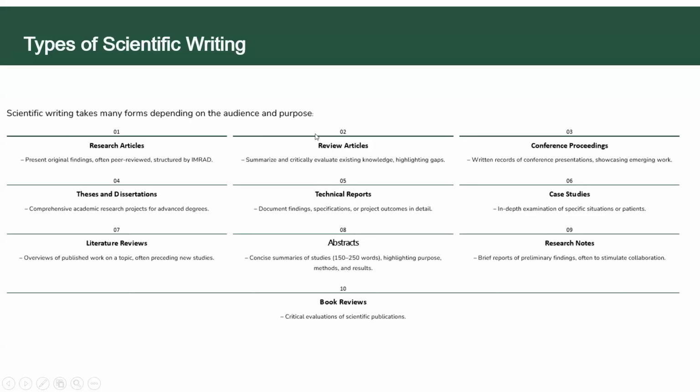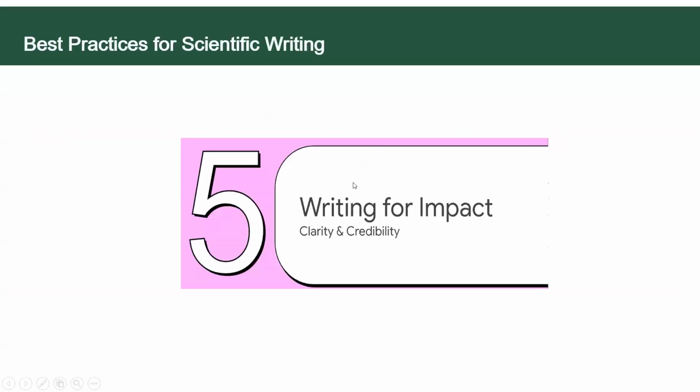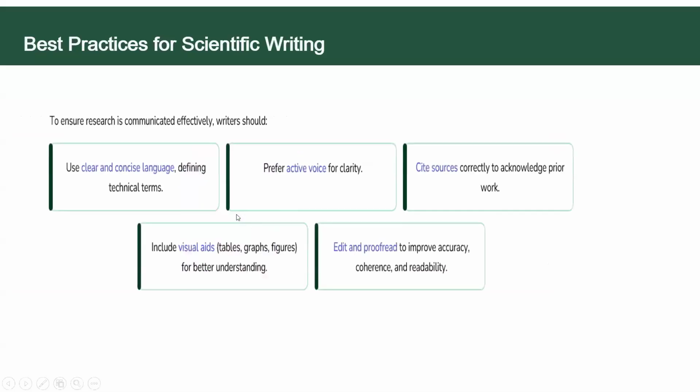You just need to review previously existing work that is already available on different websites, and you write it your way, without plagiarizing it, without copying it, in your words, in your ways, with proper citation. This is a review article and this is a research article. All right. Then last is writing for impact. Writing for impact is to ensure research is communicated effectively. Writers should use clear and concise language.